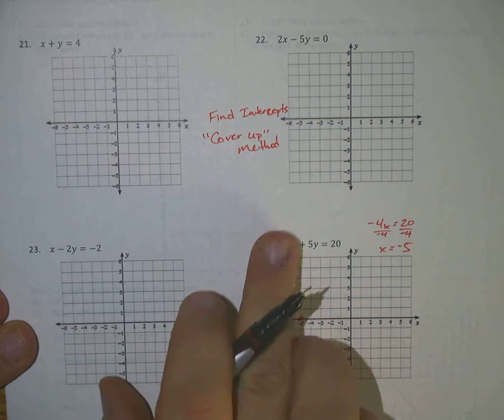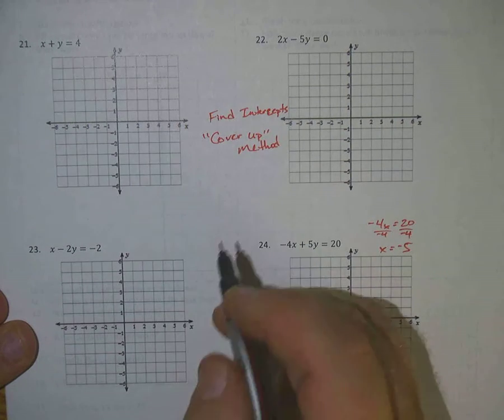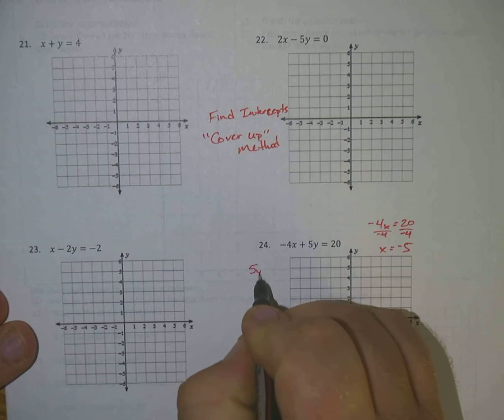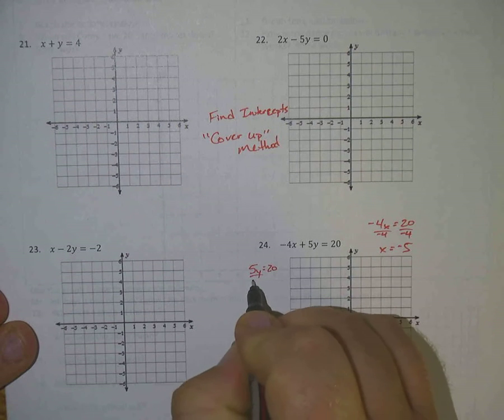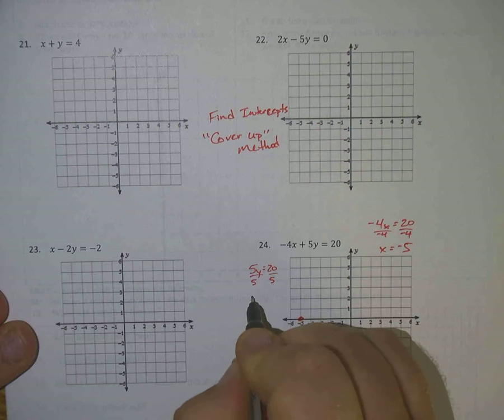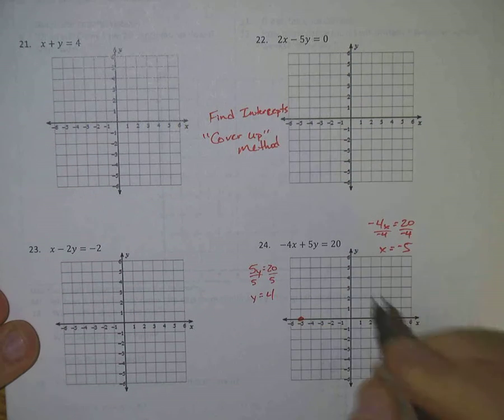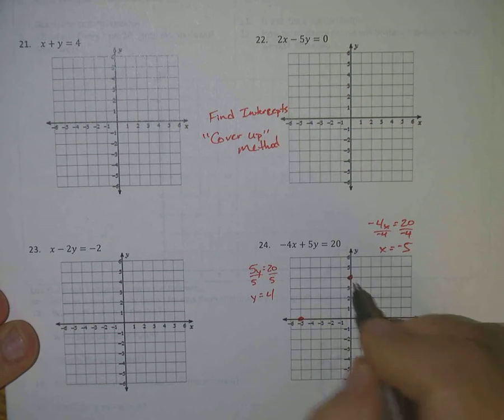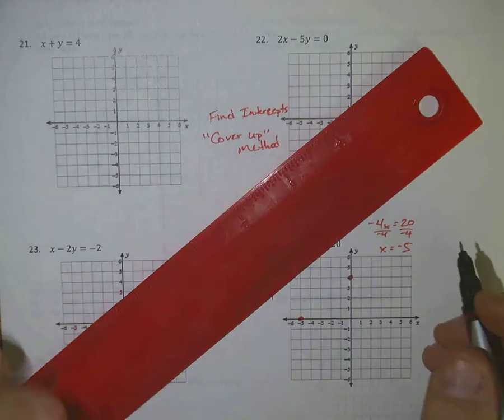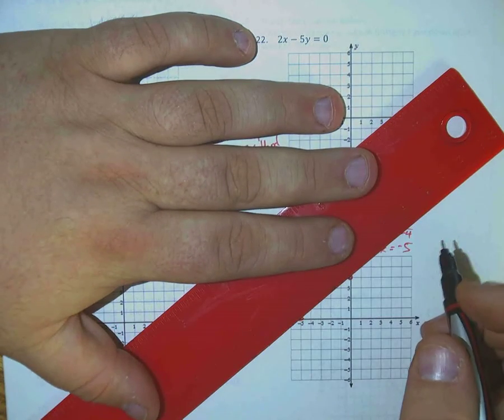Let's cover up the x term, and we get 5y equals 20. Divide by 5, and y equals 4. So that's right there. If I have my 2 points, I can graph my line.